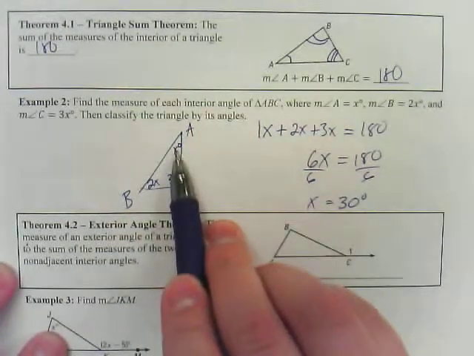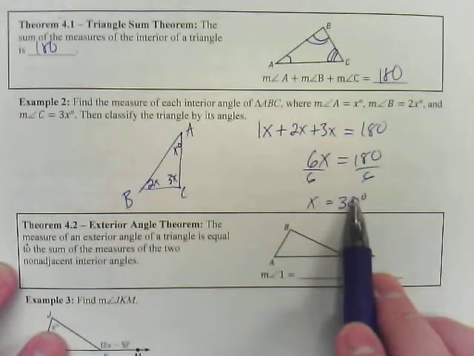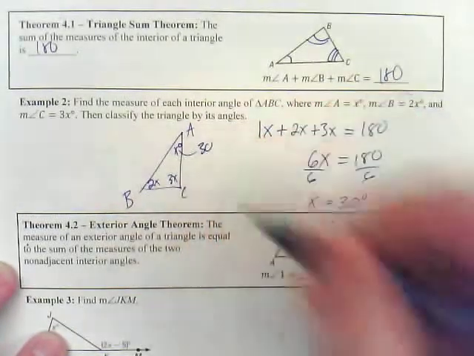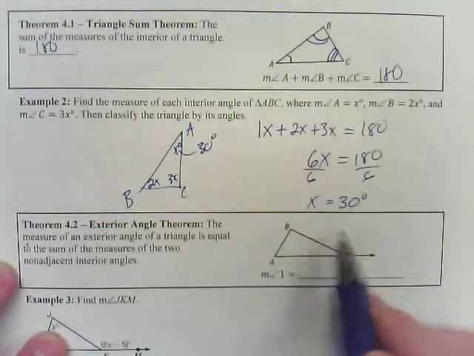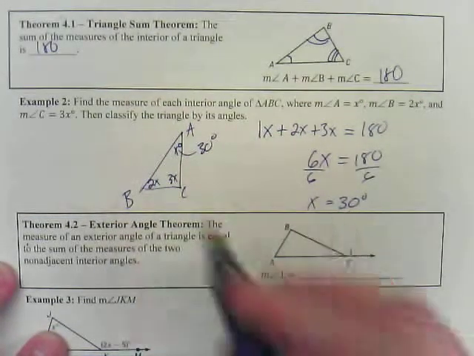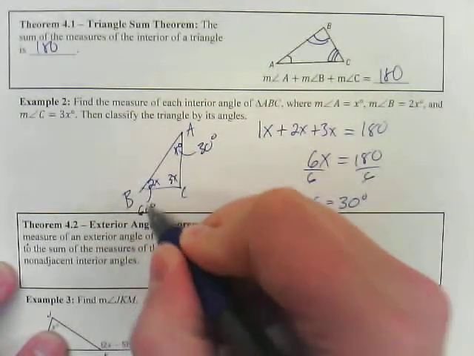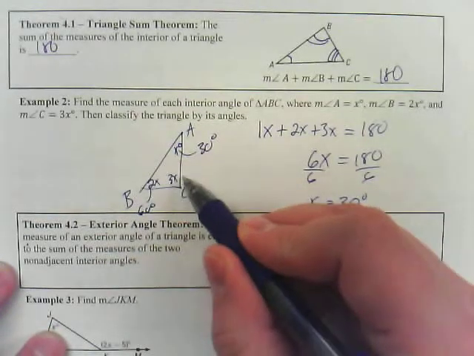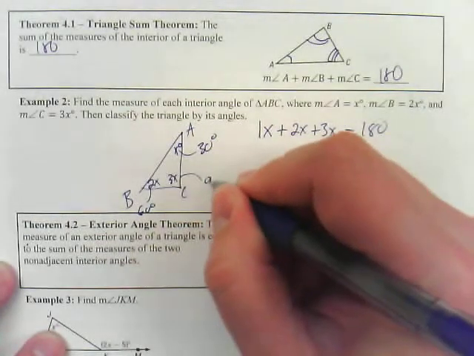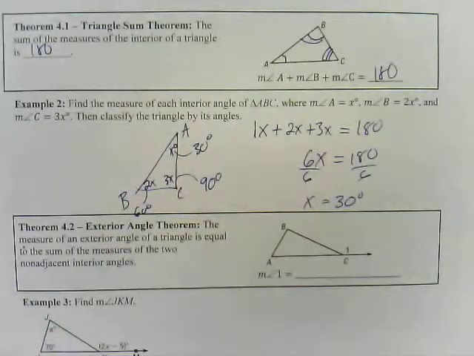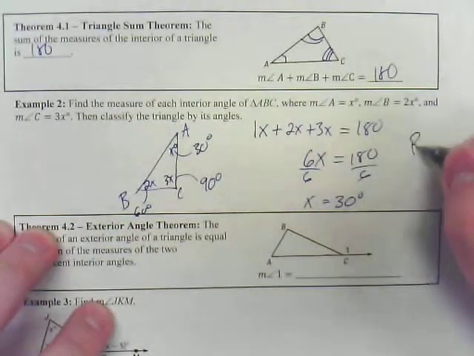So angle A, that's fairly simple to find. X is 30, so that means this is a 30-degree angle. And then B is 2x, so that's 2 times 30, so this is a 60-degree angle. And then angle C is 3x. 30 times 3 is 90, so that's a 90-degree angle. So one of the angles in the triangle is a 90-degree angle. That's a right angle. So that means this is a right triangle.